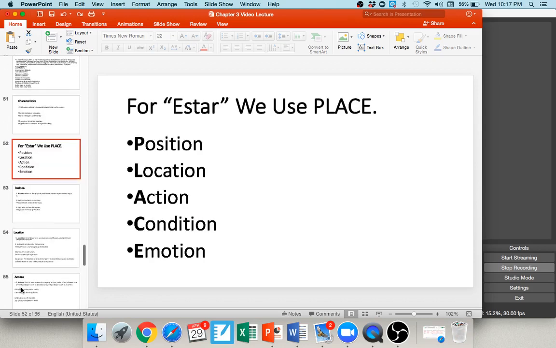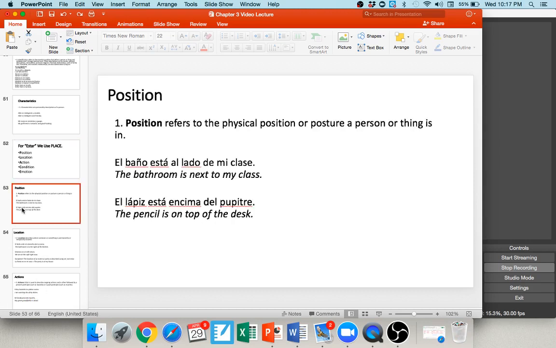For the verb estar, we use the acronym PLACE. Okay, PLACE. So the P in PLACE stands for position. The L, location, the A, action, the C, condition, and the E, emotion. So as we look at position, this refers to a physical position of something, maybe a posture, or just its actual location. So for example, I have a sentence here: el baño está al lado de mi clase. The bathroom is next to my class. So I'm referring to the bathroom's location or position.